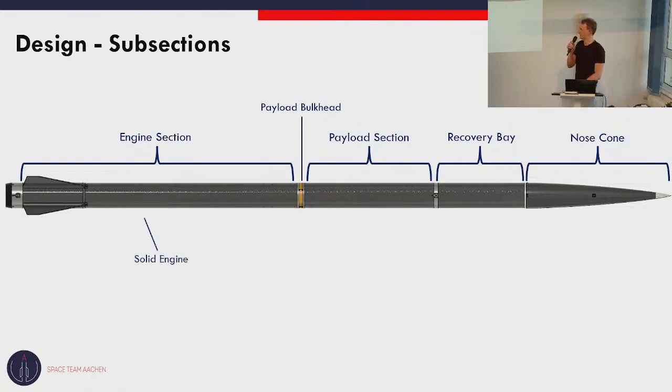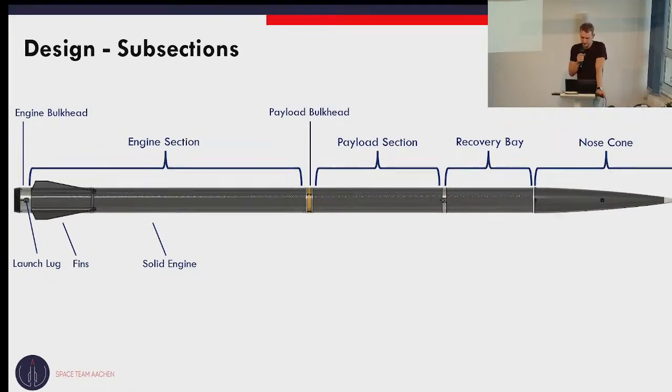Obviously in the engine section we have our solid engine, and we have the fins, which basically stabilize the rocket. They are attached to the engine tube. And we have our engine bulkhead, where the second launch lug is attached. These are the two launch lugs. I can show you here: one is here, and the second one is there. They are basically there to guide the rocket on the launch rail.